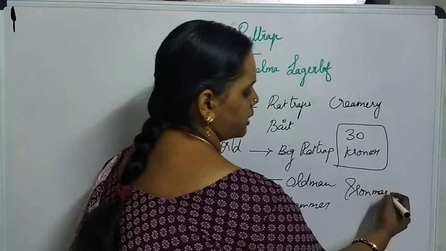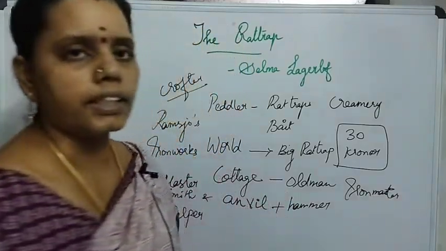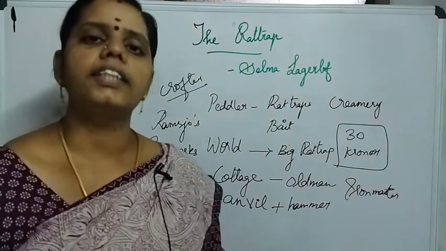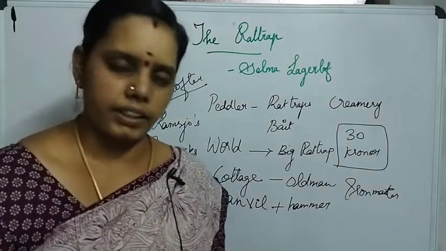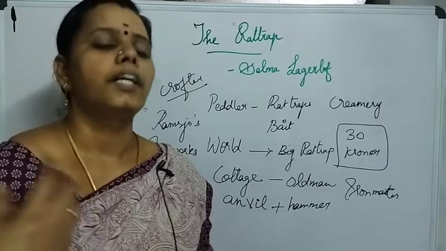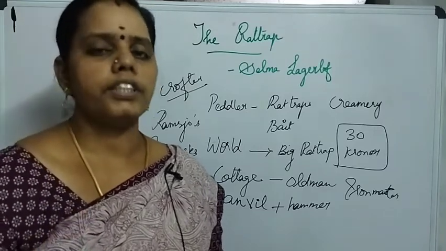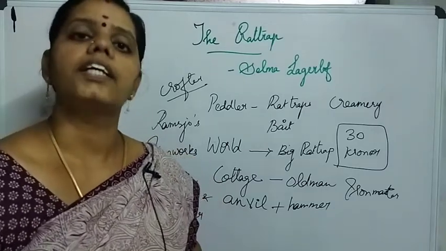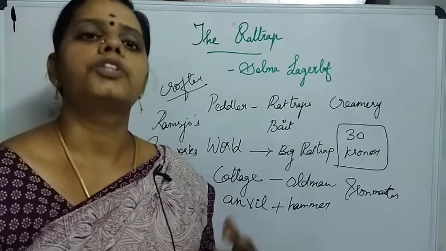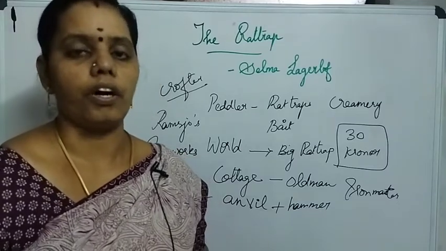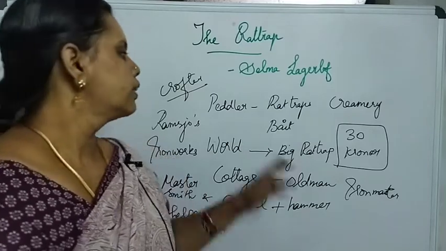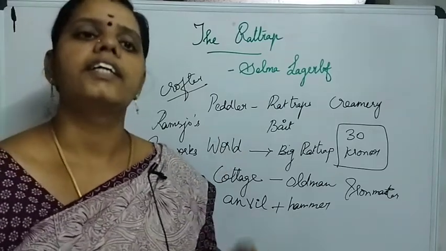Who is this ironmaster? The ironmaster is the owner of this Ramjo's Ironworks, and here he seems to be a retired person, and he wants to supply good products to the market, and that's why he visits not only in the daytime but also in the night time to see how the work is going on. On his night shift, he came and found that a peddler was standing over there.